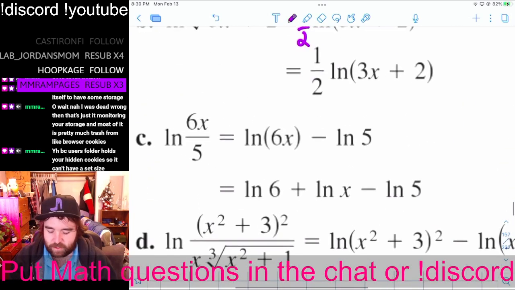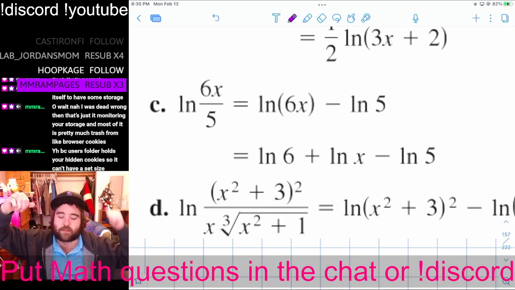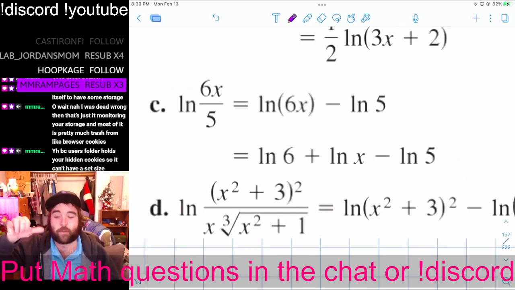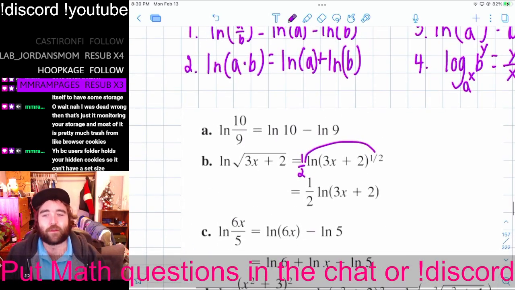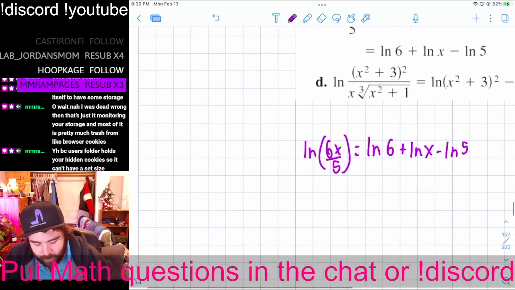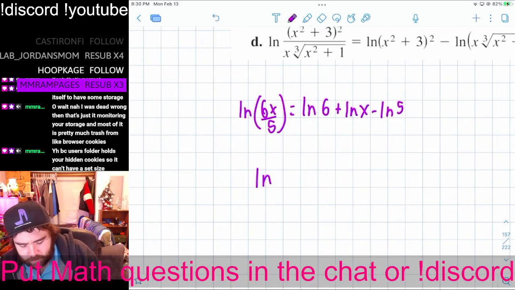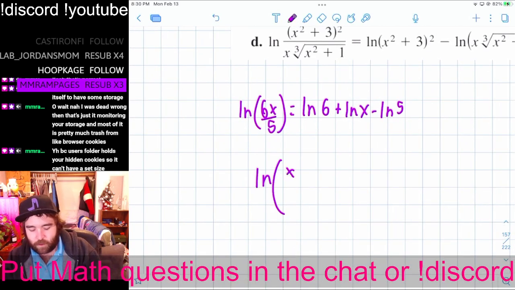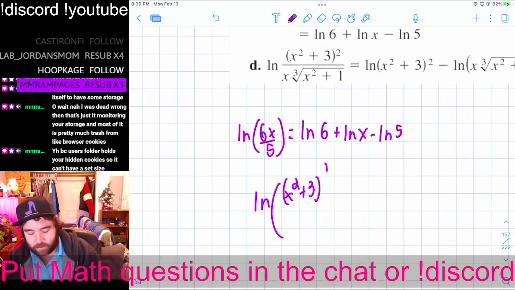See how they just did it in separate steps. They showed that you have 6x divided by 5, so you did 6x minus 5, and then they used our property number 2 up here, where if things are being multiplied inside, you can pull them apart and make an addition. And then D is definitely just a problem. Let's write that down here and do it ourselves. So the ln of x squared plus 3 squared over x times the cube root of x squared plus 1.